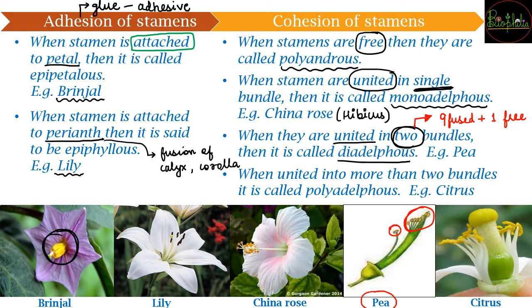The last one is where more than 2 bundles are formed. If more than 2 bundles form, then it is a polyadelphous condition. The polyadelphous condition you can see in the case of citrus. So that was about the adhesion and the cohesion of stamens.